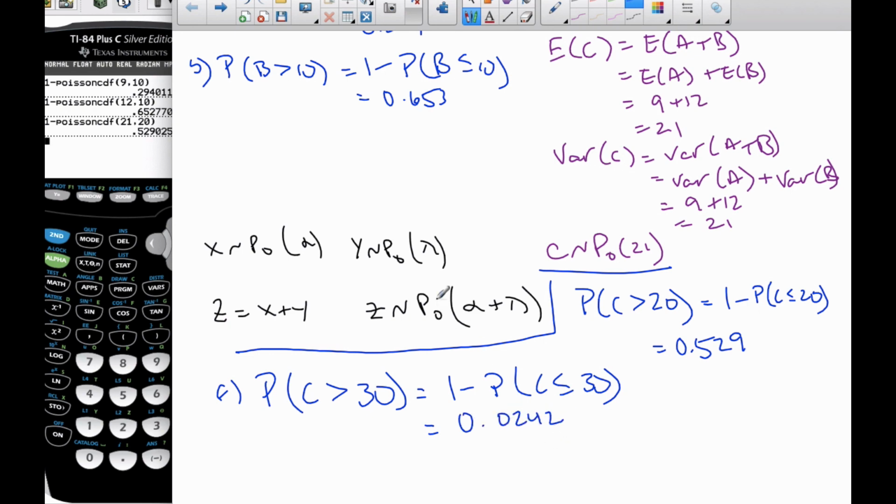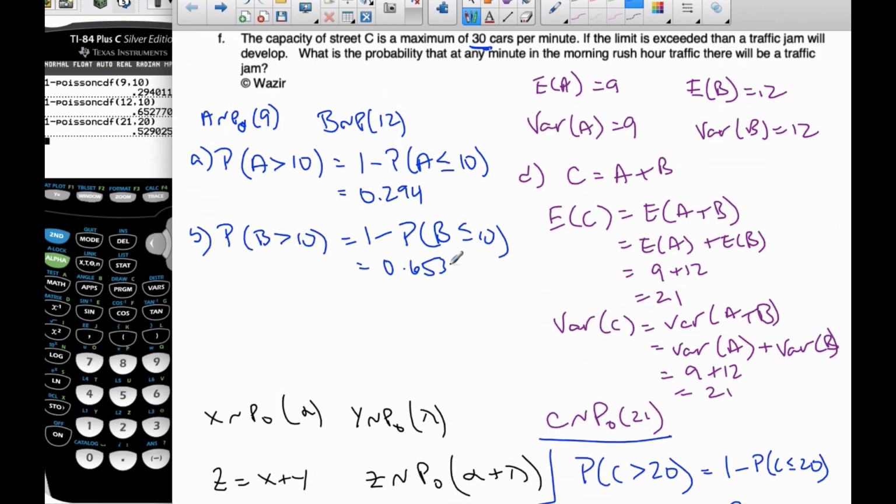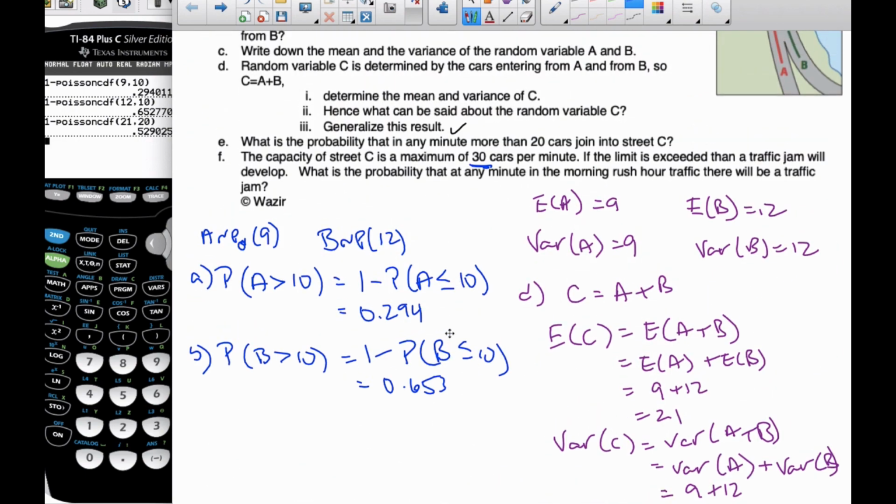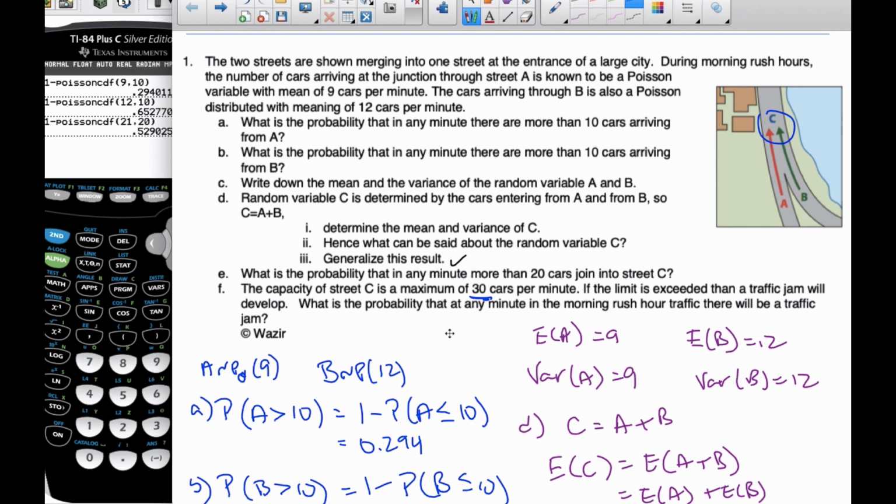0.0242. Okay, so the big idea here is we're using Poisson to find probabilities, but we can combine Poisson random variables into new Poisson random variables if we are purely adding them together.